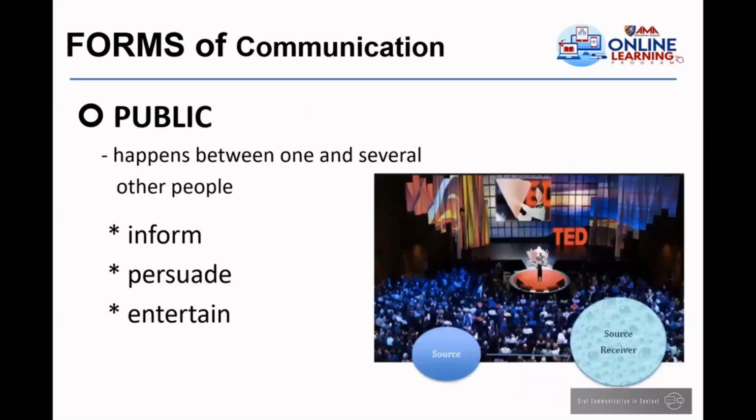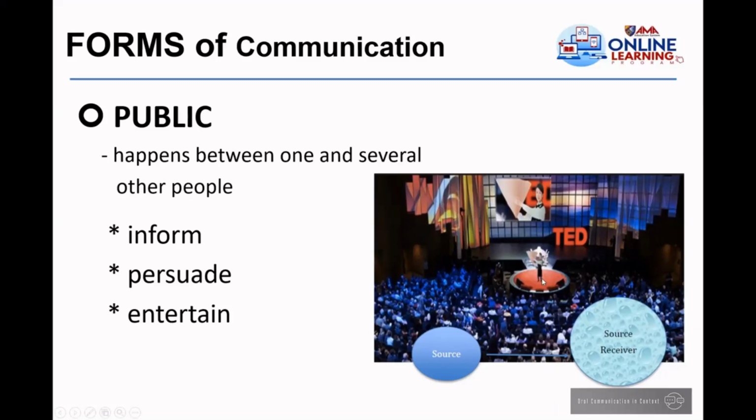Let's have the fourth form of communication, the public form of communication. This happens between one and several other people, meaning one sender, several other people as the receivers. The goal of this is to inform, to persuade, and to entertain. So there is a sender and receivers in one place or in a crowd. This is a one-way communication process since the sender sends a message to the receivers, but the receivers cannot give direct feedback to the sender because of their numbers. So plenty or numerous or several receivers is to one sender.